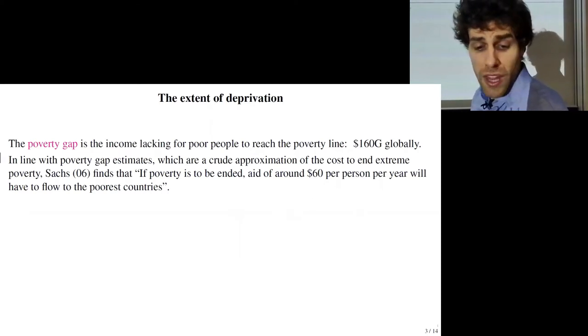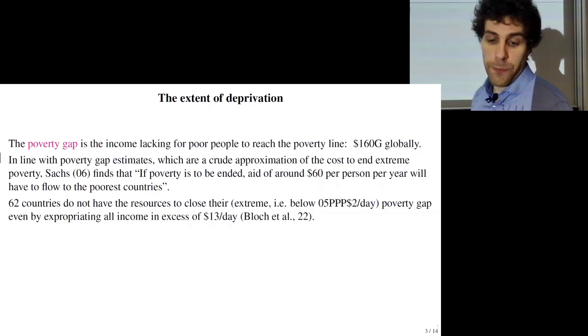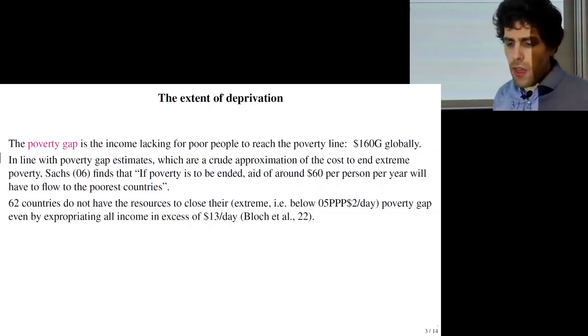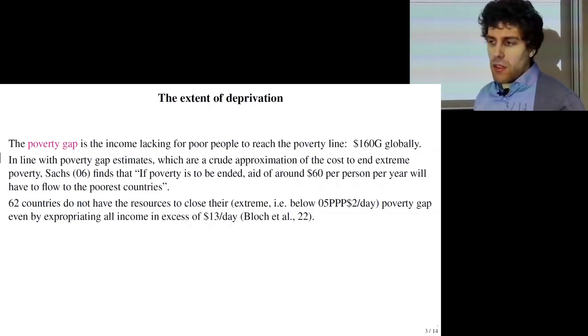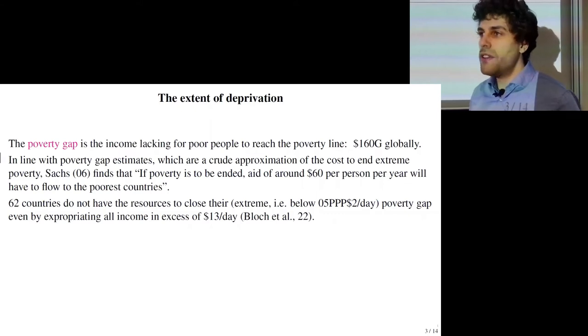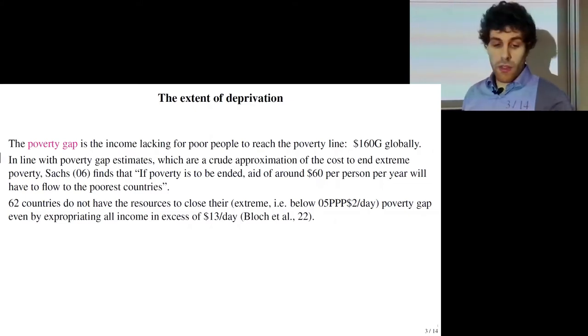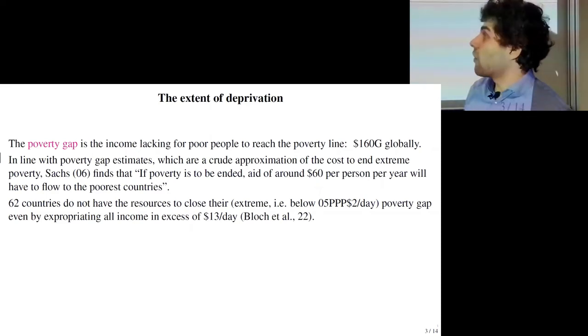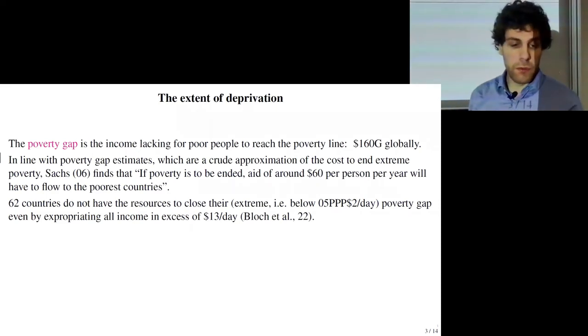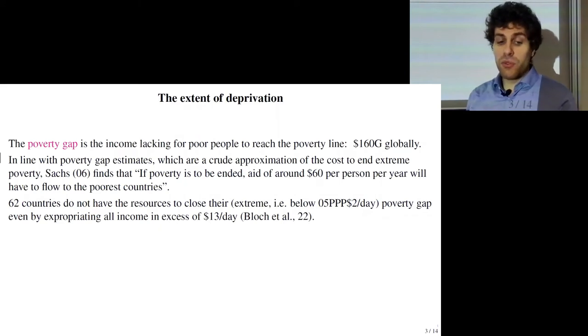year. Now, to put this number in perspective, we have to think, are the low-income countries able to fill this gap with internal redistribution? The answer is no. A paper by Block and co-authors that will soon be published showed that 62 countries do not have the resources to close their poverty gap.